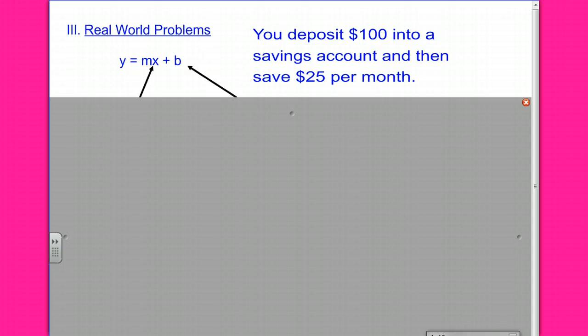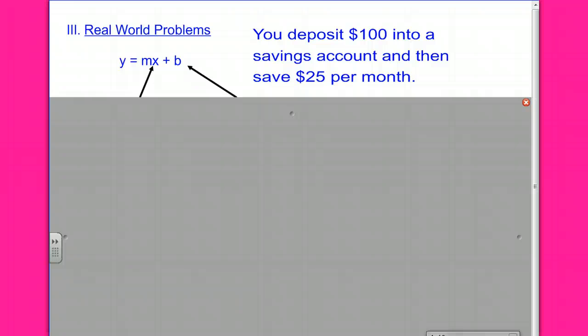Okay? Real world problems often give us linear equations, and slope-intercept form is a nice way to write those equations. You deposit $100 into a savings account, and then you save $25 per month.